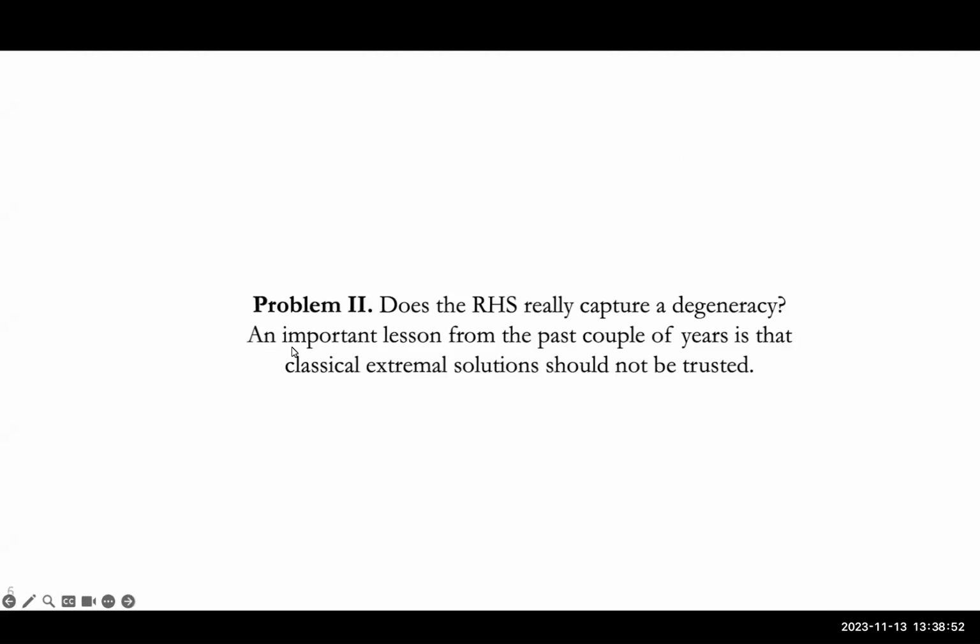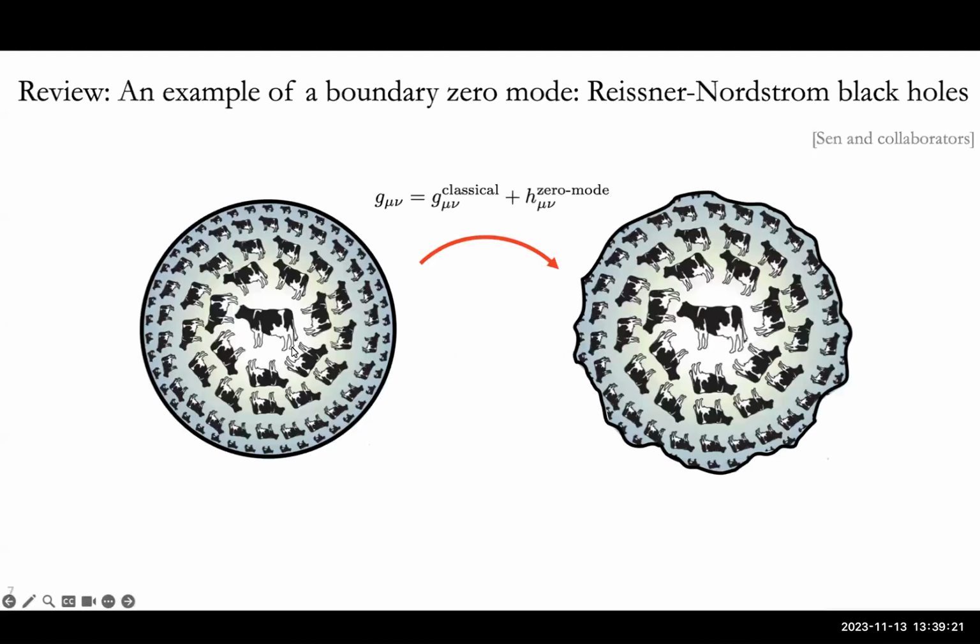The second problem is that even one should question, as I kind of alluded to before, whether the right-hand side, namely the area of the black hole, really captures the degeneracy of the quantum system at extremality. And an important lesson that we've learned in the past couple of years is that classical extremal solutions are actually not trustworthy when one includes quantum corrections.